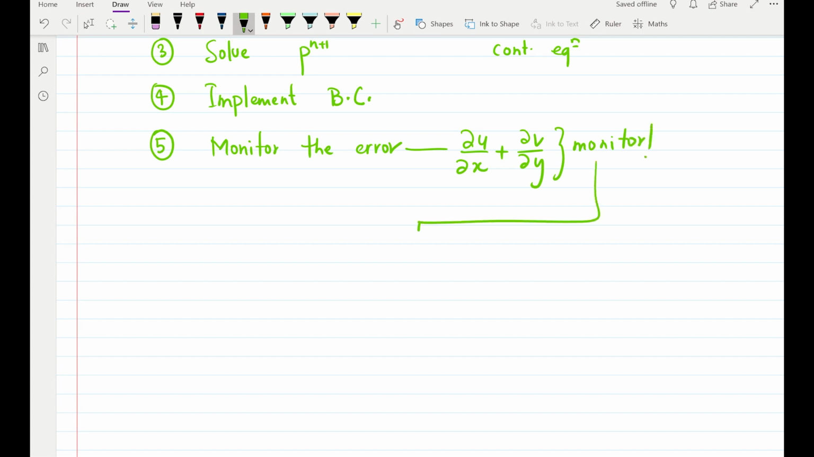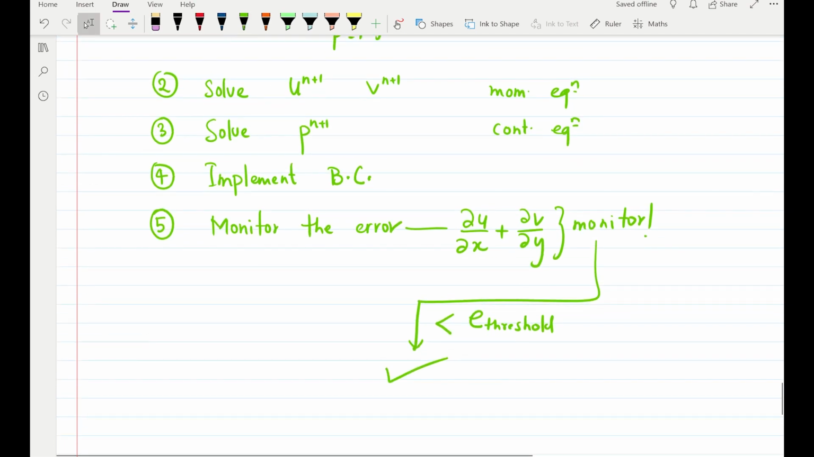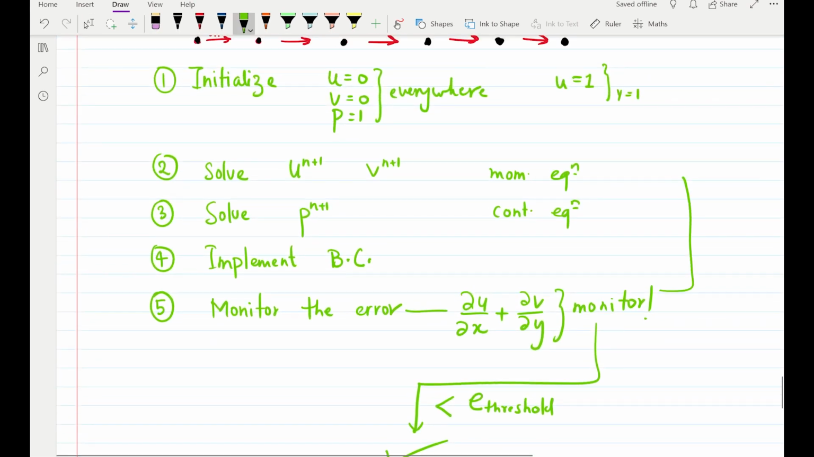And once it is less than, let us say, the threshold error, then we say we've got the perfect solution, and if not, then we go back to step 2. And that's how you can do the iterative procedure. So I'll call it off here because I want to give you a little bit of time to do this practice yourself and see if you can get the code right.